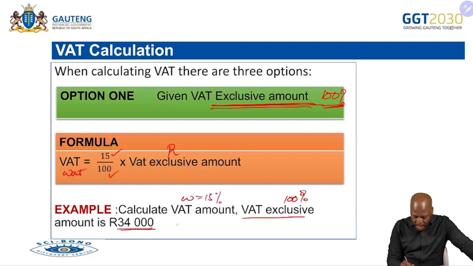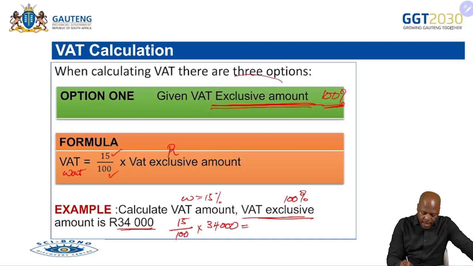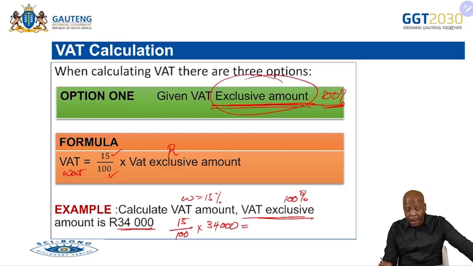So I'm going to come here, I'm going to say what I want is 15. What is it that I have as a percentage? I have my VAT exclusive, which is 100. Multiplied, therefore, with my exclusive amount, which is 34,000. This is how you must do it when you are given a VAT exclusive amount. I want you to punch that in your calculator and you tell me how much do you get.